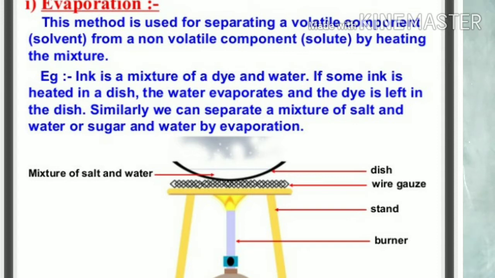Example, here I have taken ink. Ink is a mixture of dye and water, you know very well. If some ink is heated in a dish, what will happen? The volatile component evaporation will take place. That is, the water evaporates because it is volatile in nature, and the dye is a non-volatile component which cannot be evaporated, and the dye is left in the dish. Similarly, we can separate a mixture of salt and water or sugar and water by evaporation.